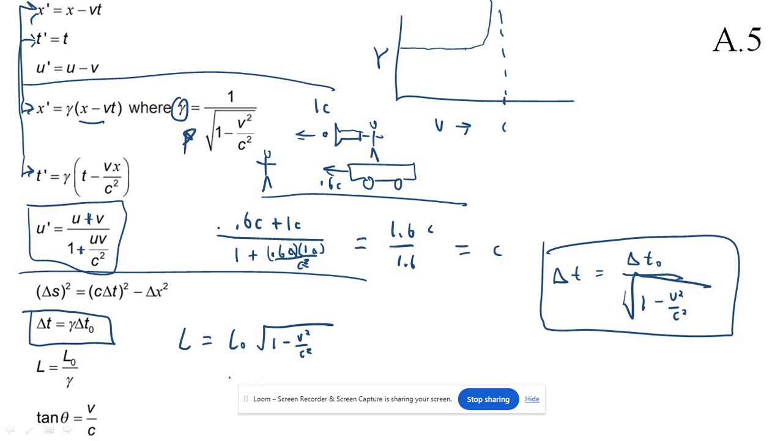So lengths contract. Masses, by the way, dilate. So objects get more massive, and you can actually figure out how much energy they have by the amount that their mass has changed, right? E equals mc squared. So mass and energy are interchangeable. It's kind of cool, right?